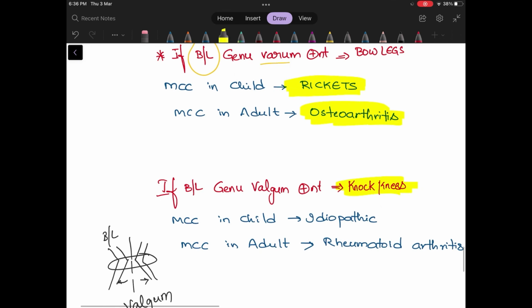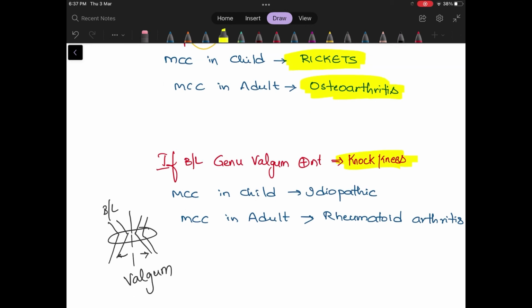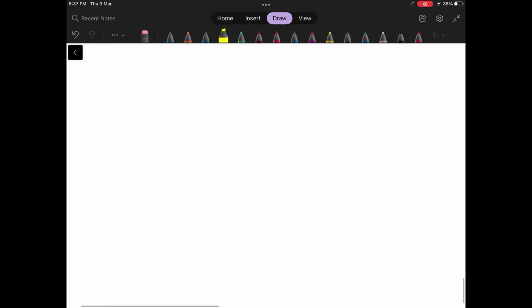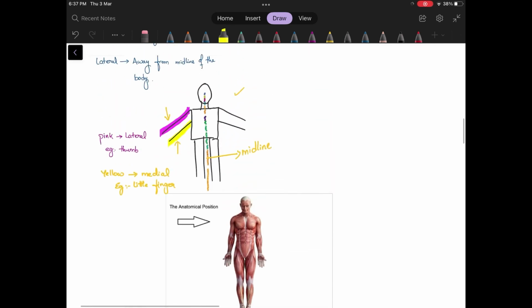So the bilateral conditions are important for objective-type questions. Or sometimes radiology can give X-rays to identify whether it is bow legs or what the important condition is that you have to look for in a child. Questions might be given like that. Okay, so for today's topic I think it is easily understood now.